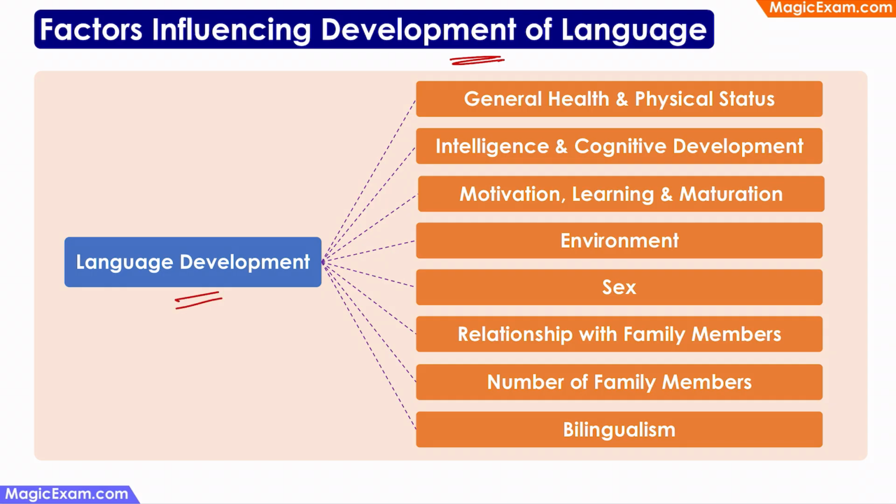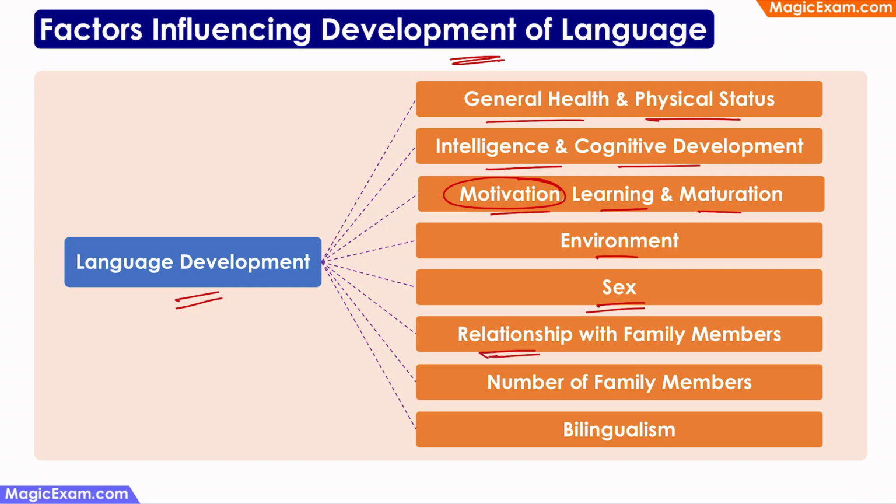Now, language development is influenced by the general health and the physical status of the child. It is affected by the intelligence and the cognitive development of the child. Motivation, learning, and maturation are also very important, especially motivation, because if the child is motivated to learn a new language due to any reason, then the child tends to learn that language very fast. Environment also plays a very important part, and sex of the child is also apparently important, because some research shows that female children tend to pick up languages quite faster or better than male children.